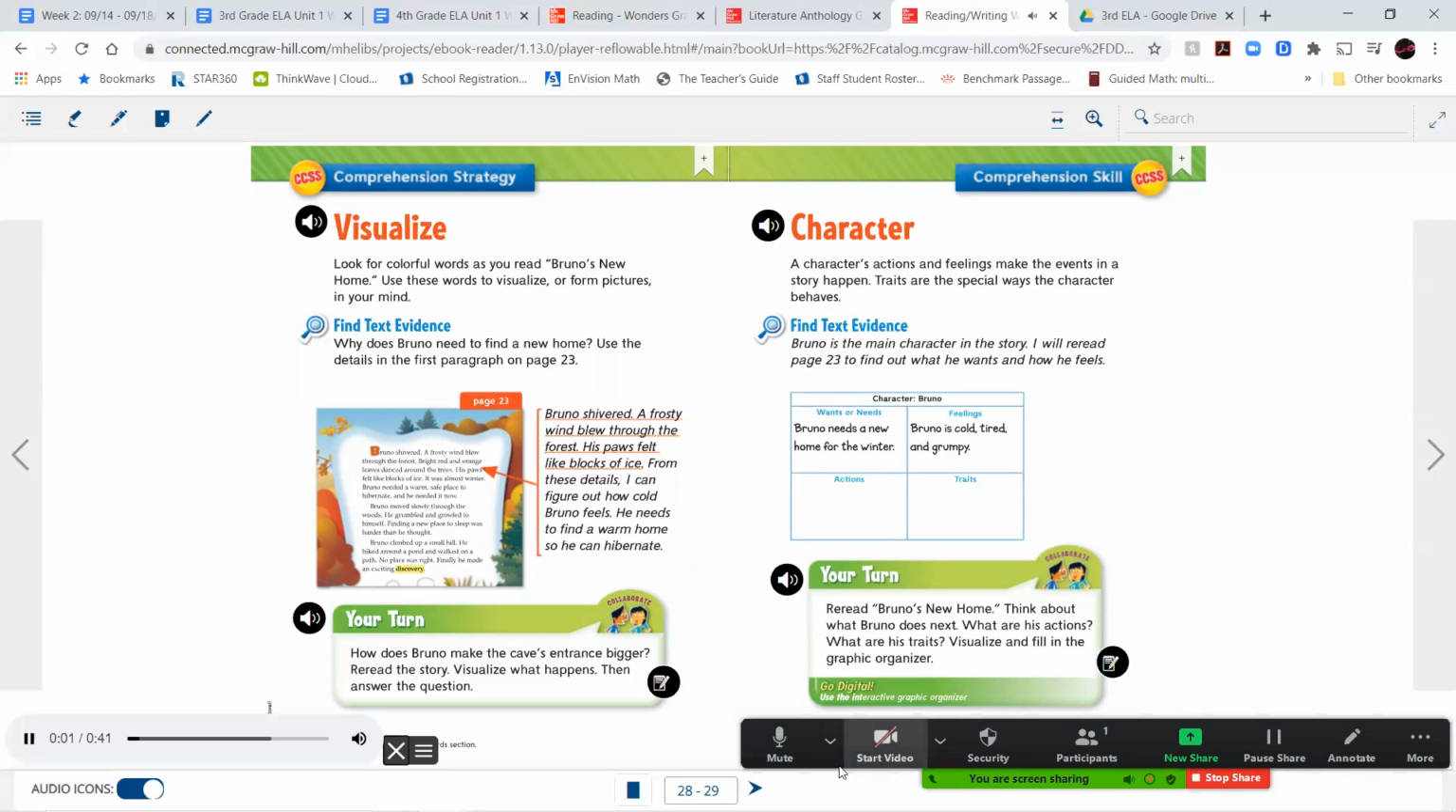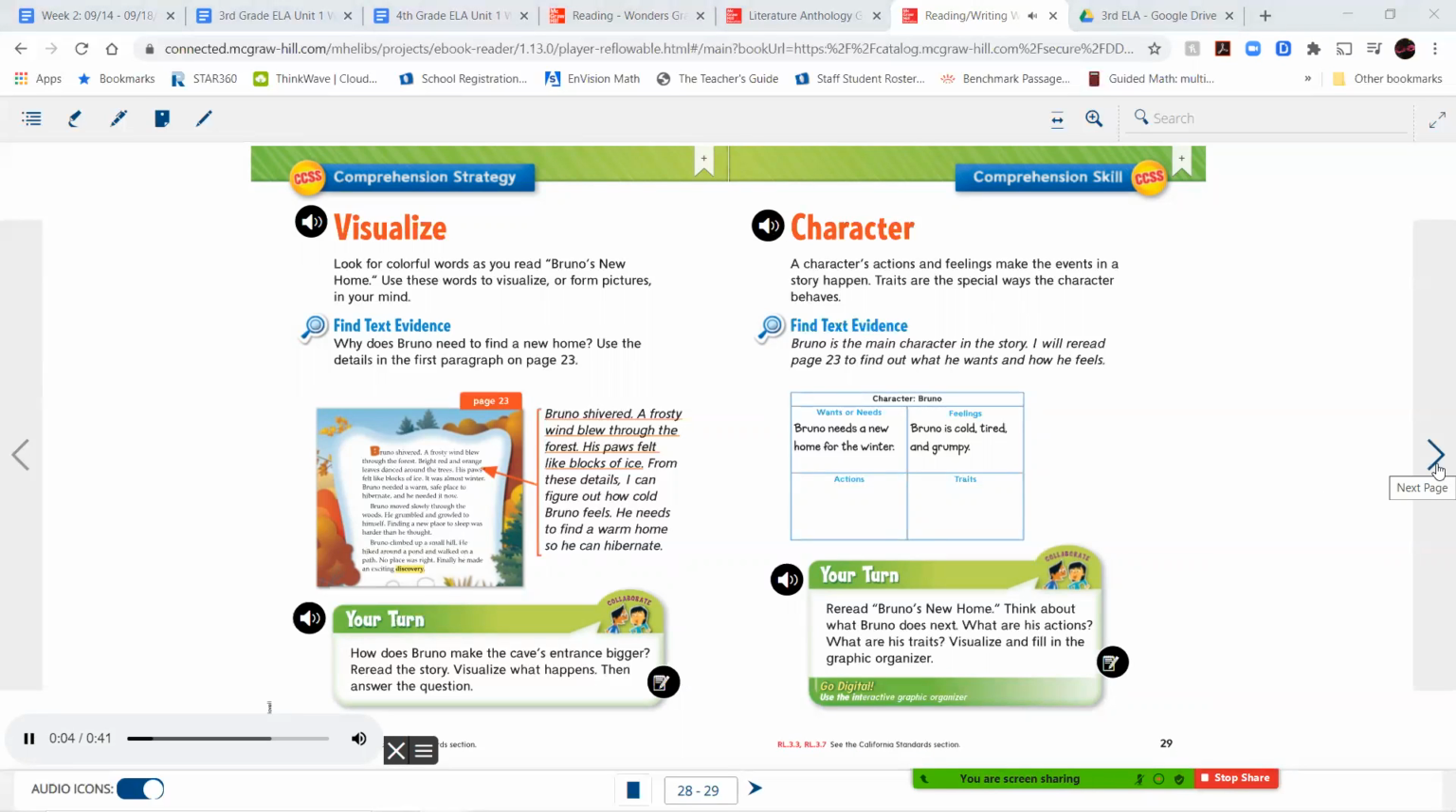Character. A character's actions and feelings make the events in a story happen. Traits are the special ways the character behaves. Find text evidence. Bruno is the main character in the story. I will reread page 23 to find out what he wants and how he feels.